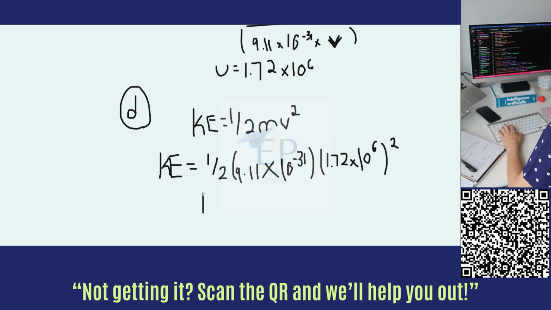Great, and you should get a kinetic energy equal to 1.3 times 10 to the negative 18th joules. There you go. It's mostly just about finding the right equation and plugging in the values.